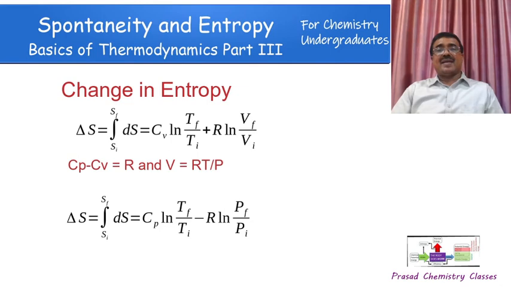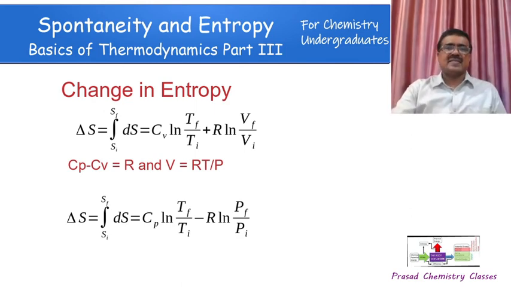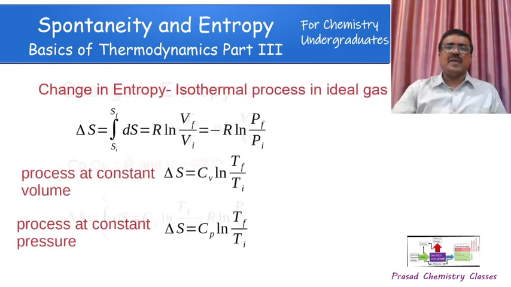And we can make the expression in terms of Cp as well. We know Cp minus Cv equals R and V is equal to RT by P. We put the substitutions in the integrated expression itself. We can easily simplify to Cp log Tf by Ti minus R log Pf by Pi. That is the only change. Cv is substituted by Cp, then we have R log Pf by Pi, but the sign changes from plus to minus. If you substitute it and do the mathematical steps, you can easily see this. So you should be familiar with these two expressions.